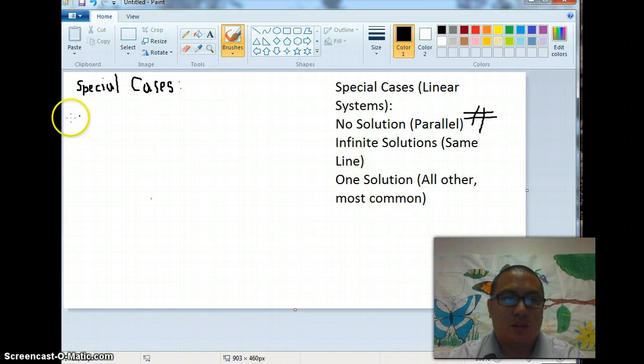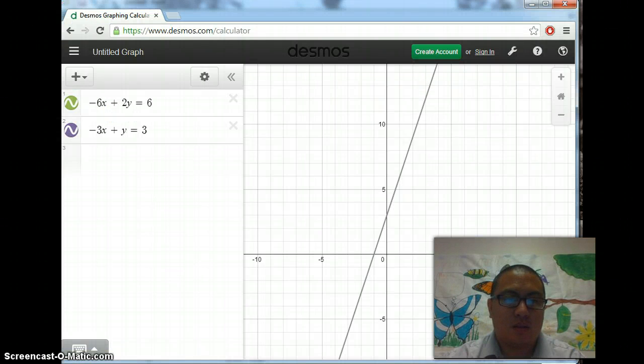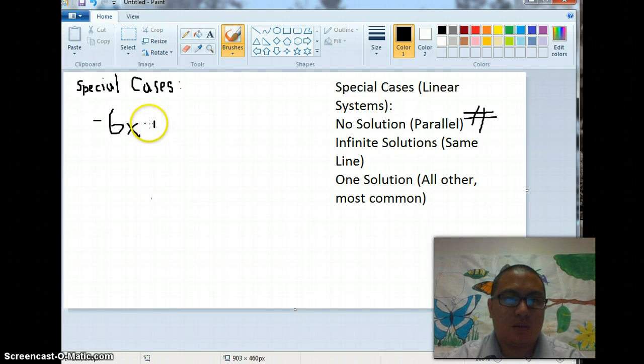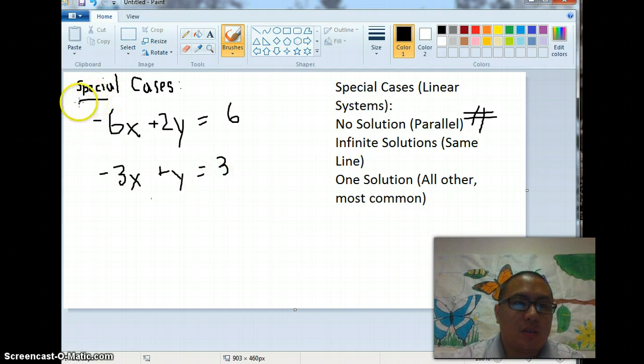Okay, so now I have these two lines, and let's go ahead and write them and work them out in Paint. Negative 6x plus 2y equals 6. And the other one was negative 3x plus y equals 3. Now I'm going to do the elimination. Here's my E. I want the opposite of negative 6, which is positive 6. To get to positive 6, I need to multiply the bottom part by negative 2. Now I rewrite my E again.